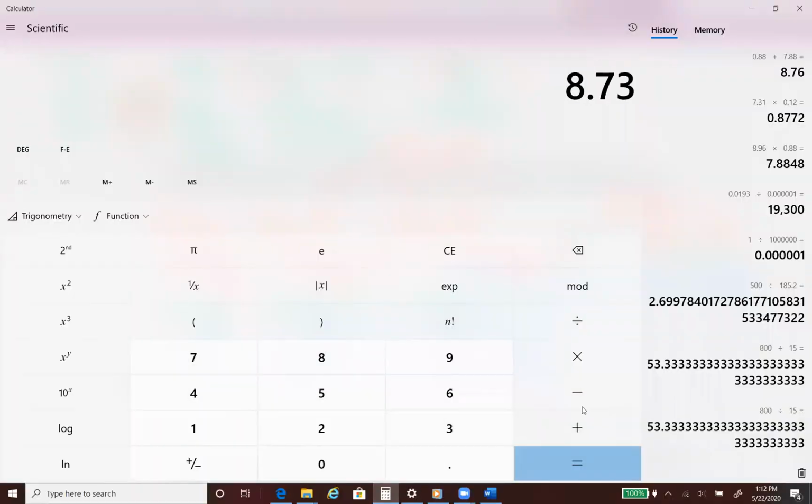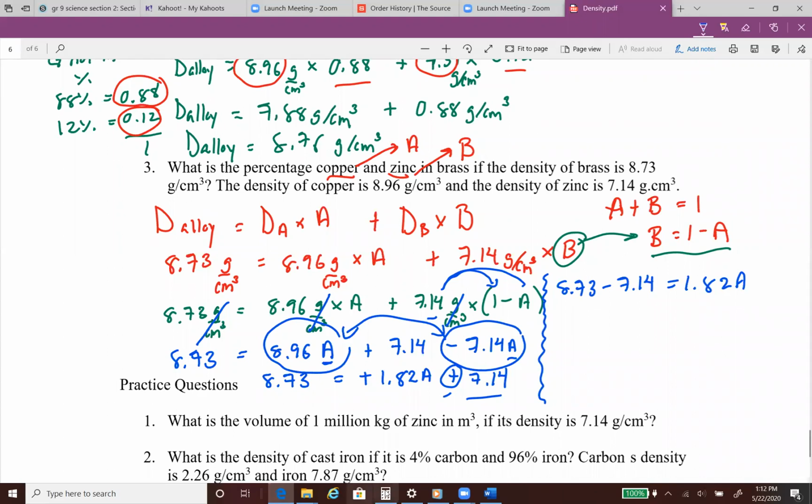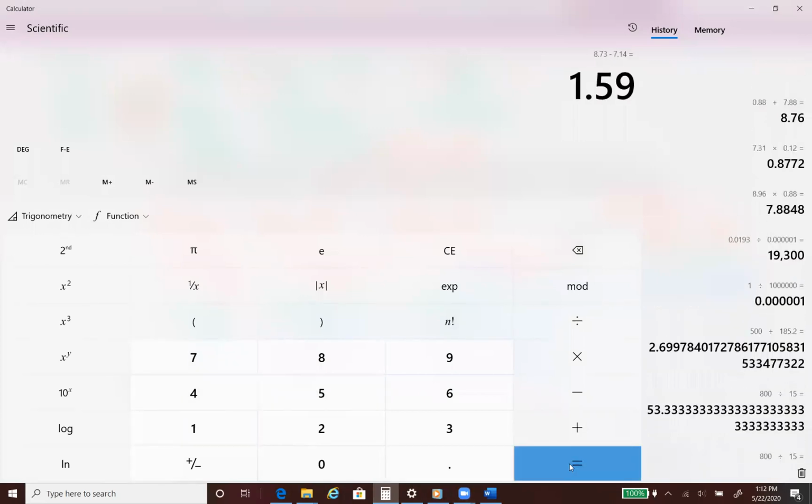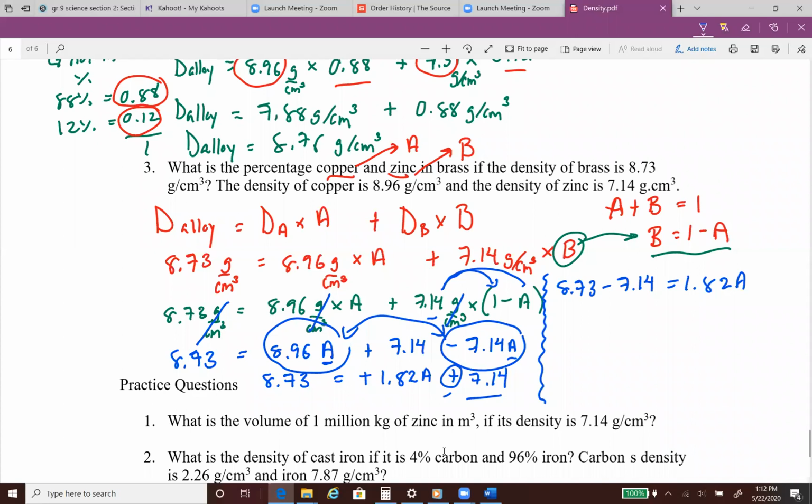All right, so 8.73 minus 7.14. Is that 1.74? Nope, 7.14. 8.73 minus 7.14 equals 1.59. I should have known that. Okay, so that's 1.59 equals 1.82A.